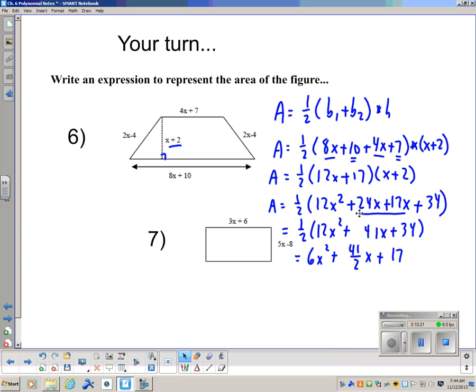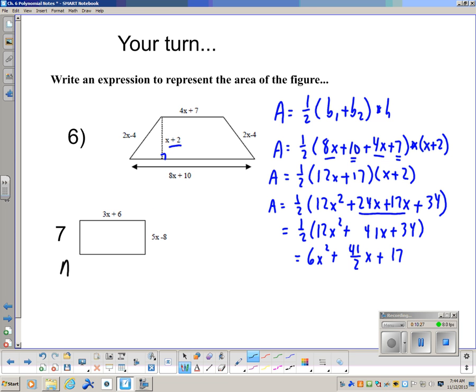And now let's come over here and let's look at the area of a rectangle as well. Area of a rectangle we know to be the length times the width. Well, our length there is 3x plus 6. Our width there is 5x minus 8. And now we can simply just FOIL this out.